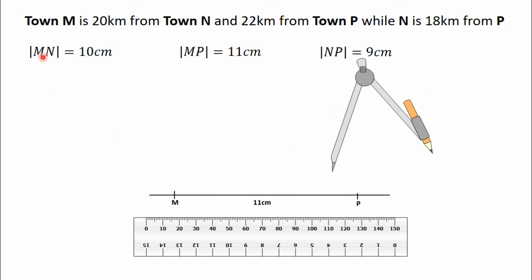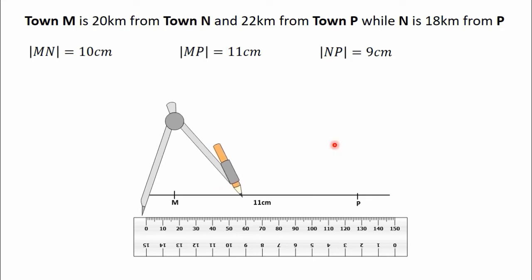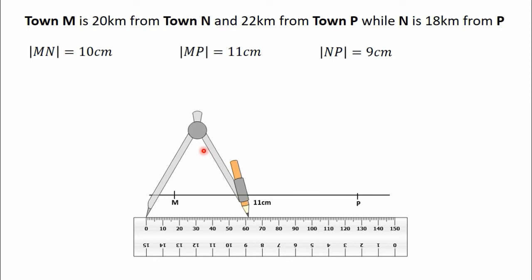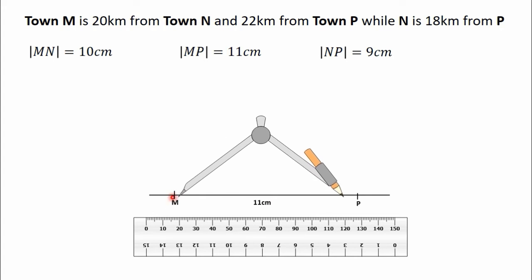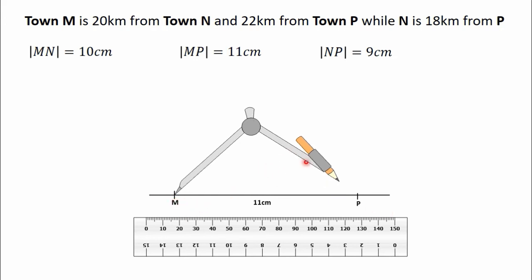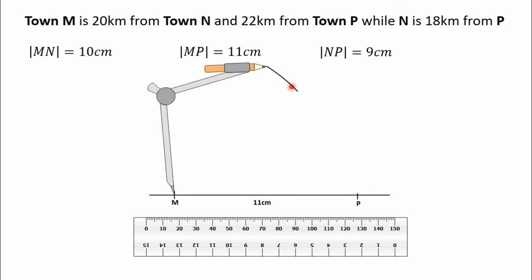We have the side MN with length 10 centimeters. So I'll measure 10 centimeters on the ruler using the compass. I'll put the needle of the compass on point 0, then stretch the part holding the pencil to 10 centimeters, which will be 100 millimeters on my ruler. After that, I'll move the needle of the compass to point M. We are constructing the side MN and I have point M. So I'll put the needle of the compass on point M. Then after that, I'll turn it and construct an arc.